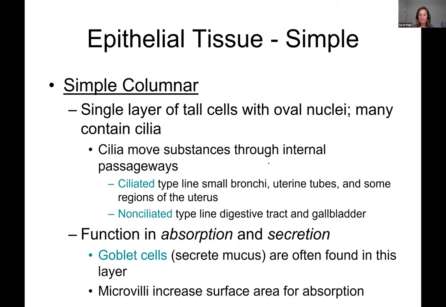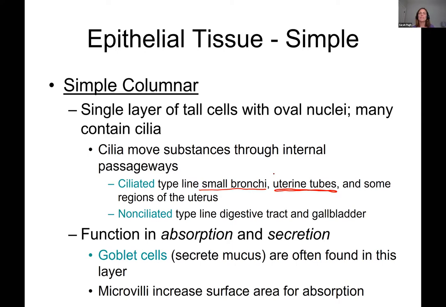All right, and then the last one is simple columnar. Simple columnar is one layer of column-shaped cells. A lot of times you'll see some cilia on the surface. And remember, cilia are like little tiny hairs, and they help to move things through internal passageways. So we're going to find ciliated types in the respiratory tract, like in your bronchi, helping to move mucus. We're going to find ciliated types in the fallopian tubes.